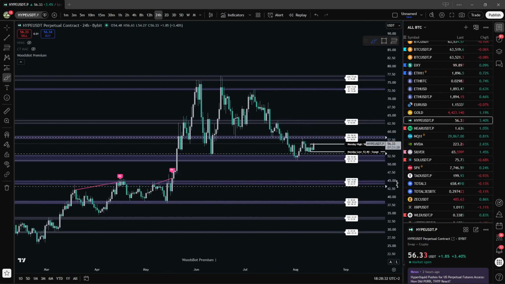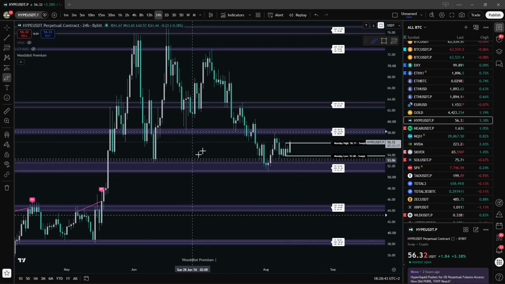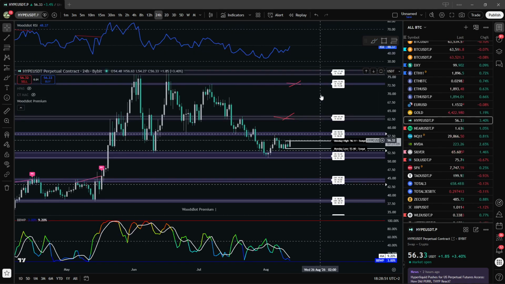Definitely keep an eye on this confluence zone on hype, and wait for price action to close above 58. Then you can target at least 62. But I do think it's going towards 73 afterwards. I don't know how long it's gonna take.